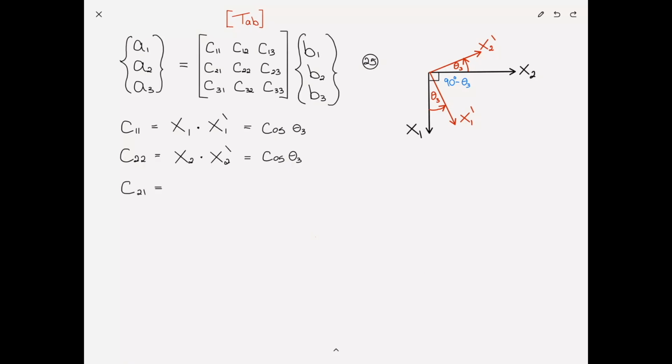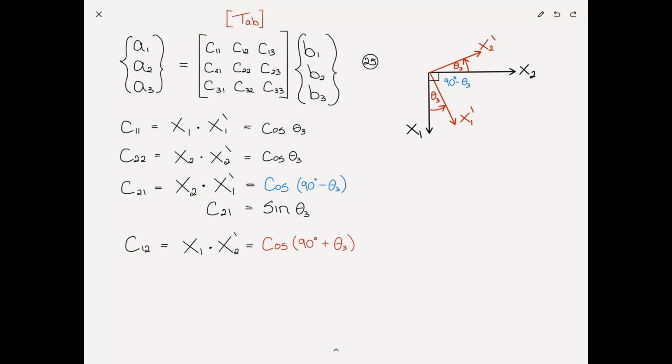Moving on, we can find component C21 by finding the dot product between x2 and x1 prime. And that's equal to, here's x1 prime and x2, so the cosine of the angle in between is just cosine of 90 degrees minus theta 3. Now, cosine of 90 degrees minus theta 3 is just equal to the sine of theta 3. Similarly, for C12, it's the cosine of the angle between x1 and x2 prime. That would be 90 degrees plus theta 3 is that angle. So cosine of 90 degrees plus theta 3. This can be rewritten as C12 is equal to minus sine of theta 3.